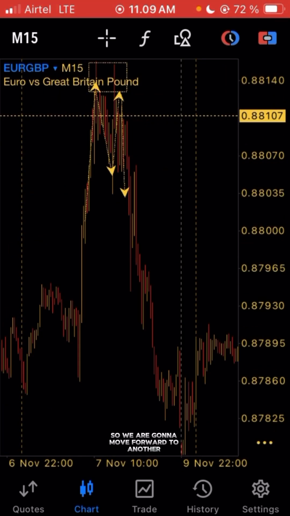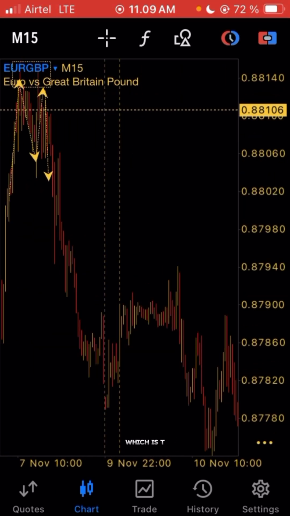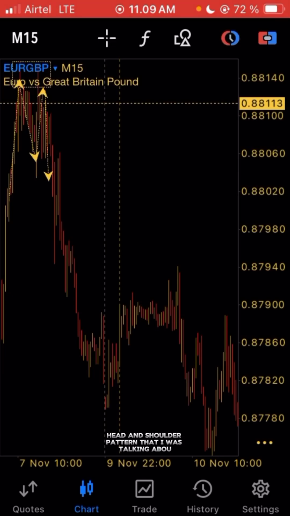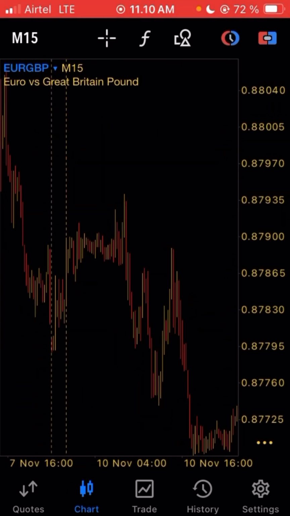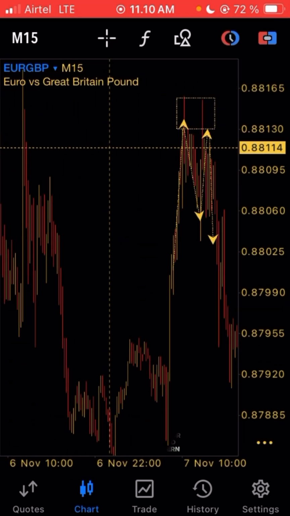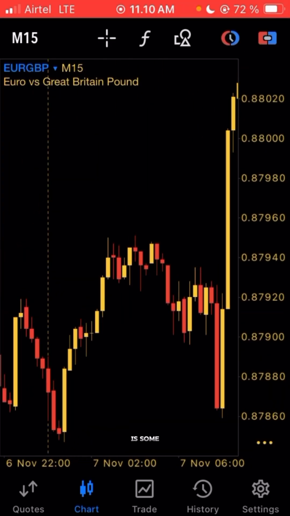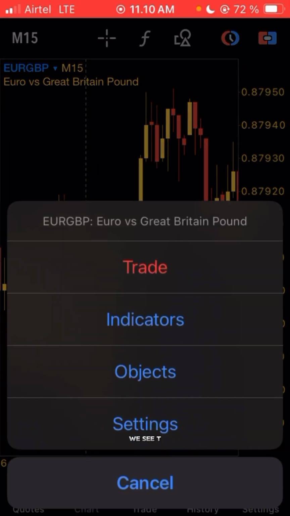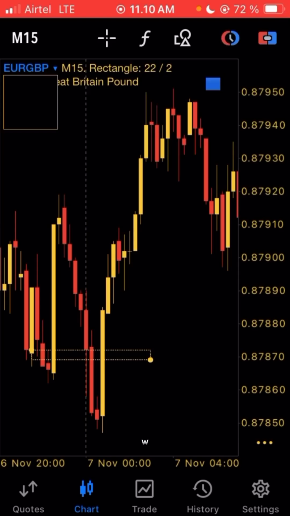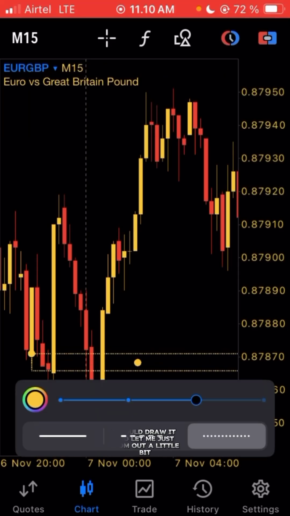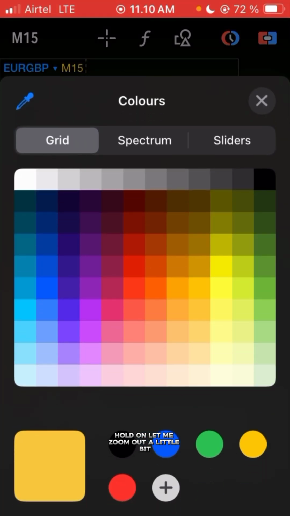So we are going to move forward to another pattern, which is the head and shoulder pattern that I was talking about, right? So let me look for the head and shoulder pattern. The head and shoulder pattern is something like this, right? We see that there is a momentum shift. I will draw it, and let me just zoom out a little bit. Hold on, let me zoom out a little bit.